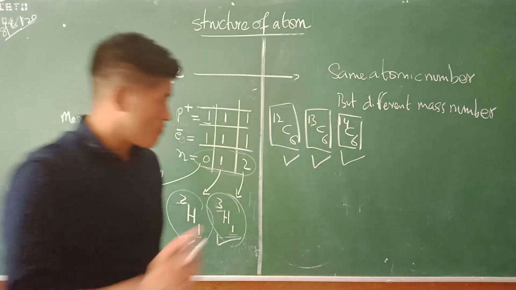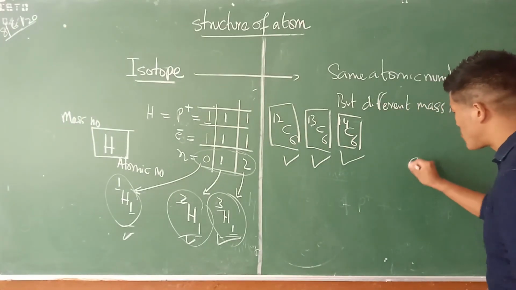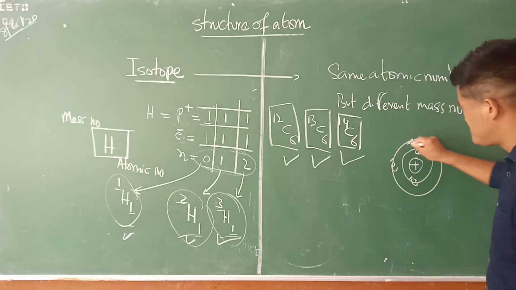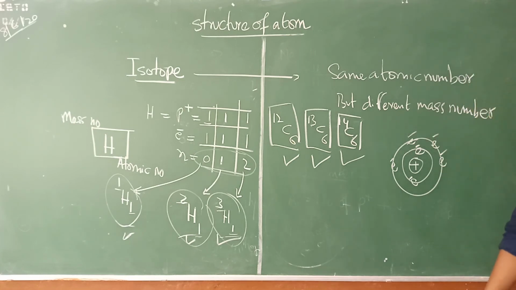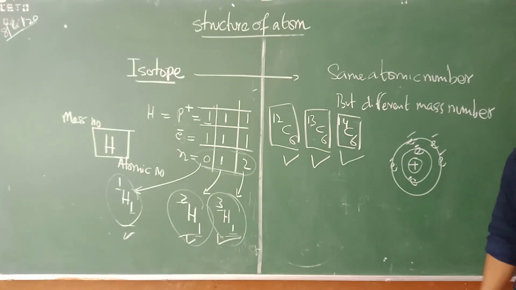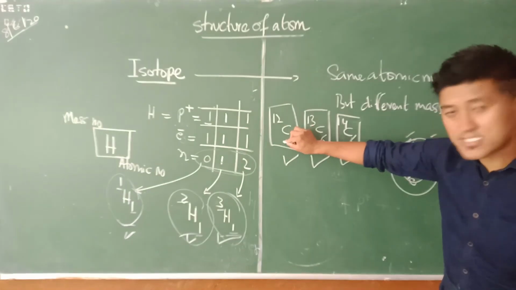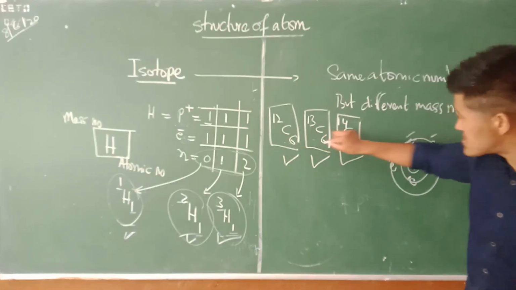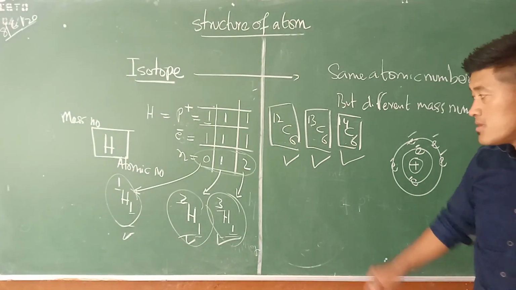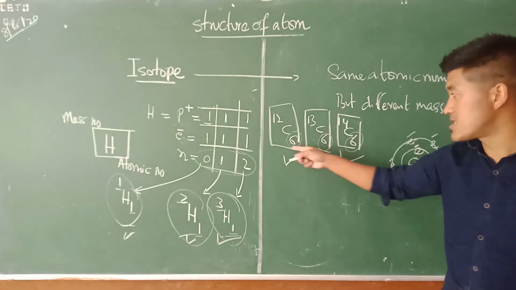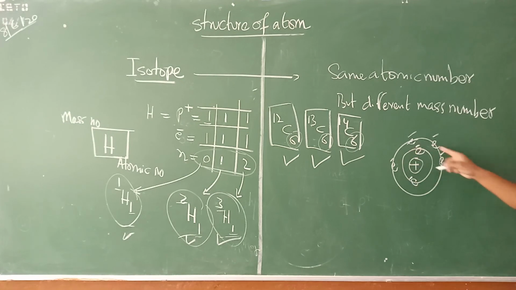Why do you think so? For example, let's say I'm writing carbon here. Carbon is atomic number 6, which means it has 6 electrons: 1, 2, 3, 4, 5, 6. Why I'm saying all these three have the same kind of chemical property is that whether you look at this isotope or that one, all these carbons have the same number of electrons. Why? Because the number of proton is 6, and if the number of proton is 6, the number of electron is always 6. Like here, 1, 2, 3, 4, 5, 6.